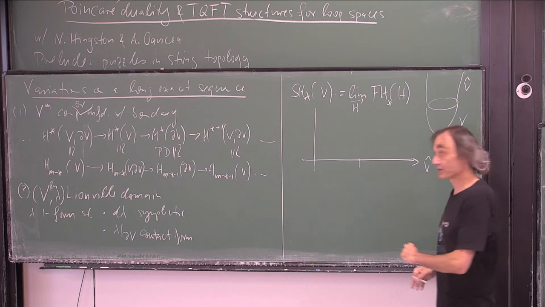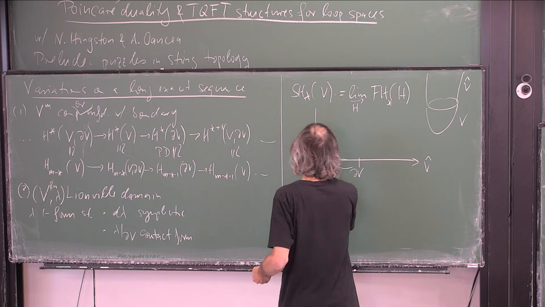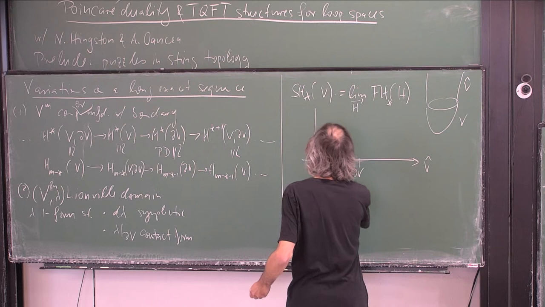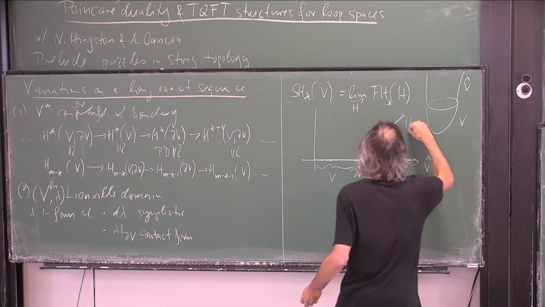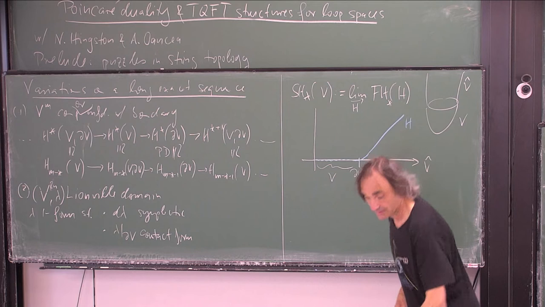So I will just schematically draw V hat going in this direction. Here's the boundary of V, here's the actual V, and then here's the half infinite collar. And we're using Hamiltonians which have this shape: the Hamiltonian is roughly zero here. It's slightly oscillating, and then it's sloping up, and it's linear. Then we're looking for one periodic orbits of such a Hamiltonian, and the one periodic orbits will show up in two places.